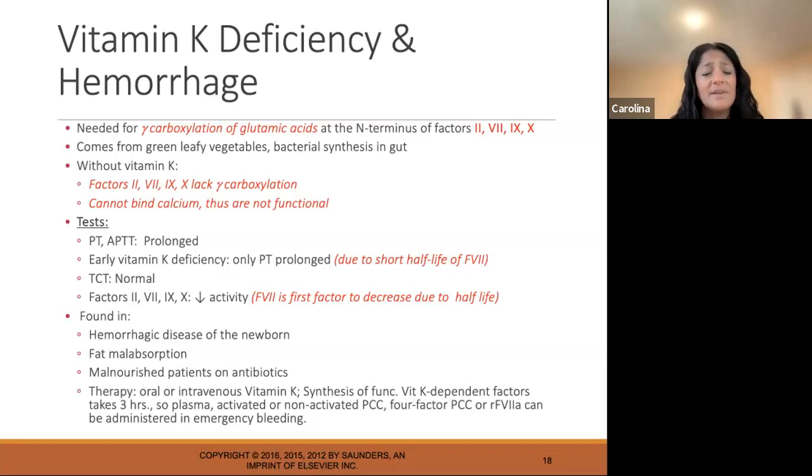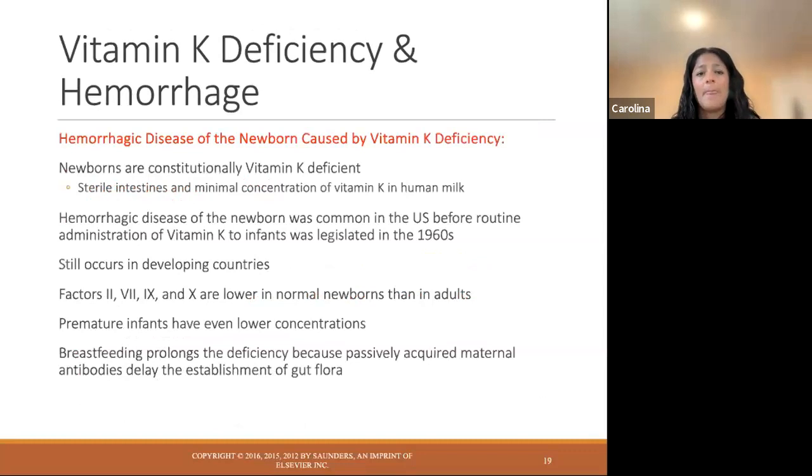You can give activated or non-activated PCC, or recombinant factor 7, which can be administered in emergency bleeding situations. Recombinant factor 7 is actual factor 7, activated factor 7 actually, that is given directly to the patient.